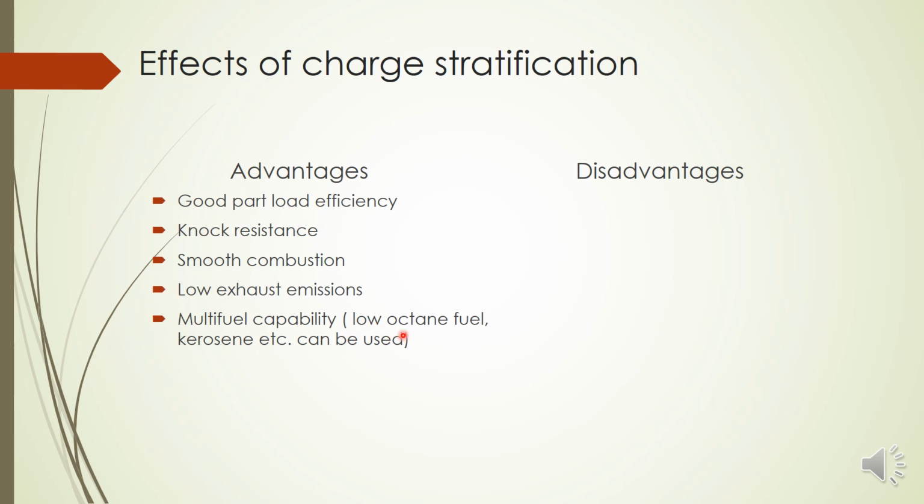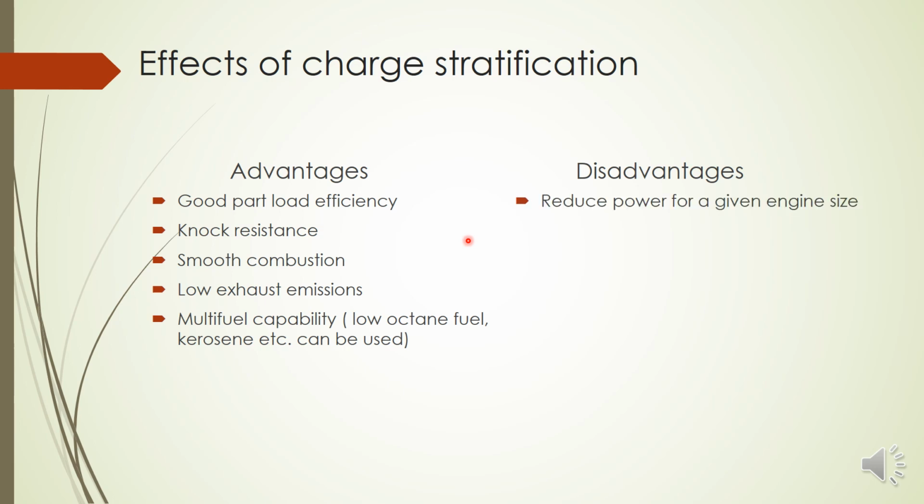Another important advantage is multi-fuel capability. So we can use a low octane fuel also. Octane number is a measure of the knocking tendency of petrol fuel. So we don't have to use a high octane number fuel, we can use a low octane number fuel. Even kerosene and diesel can be used. Remember, this stratified charge engine is a petrol engine, but we are modifying it so that it has multi-fuel capability.